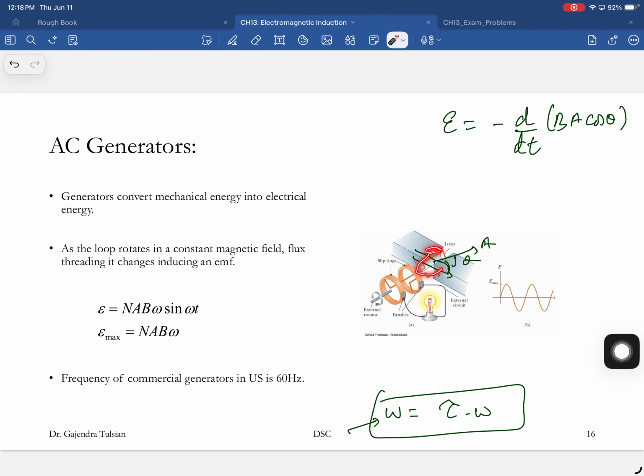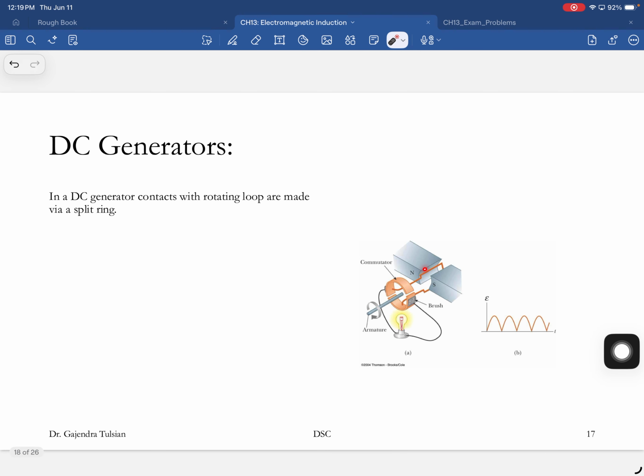If you connect this loop of wire to the outside with brushes like that, you get an AC voltage. There's the amplitude of the voltage. N is the number of coils, A is the area, B is the magnetic field, and omega is the rate at which it's spinning. GE made a lot of their money doing this, but now they're doing all kinds of other stuff. If you connect this wire via brushes to the outside like this, then you're producing a DC voltage.